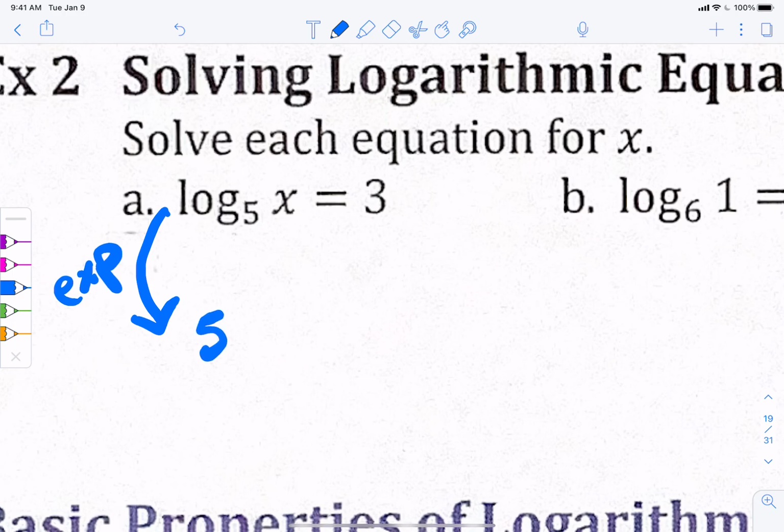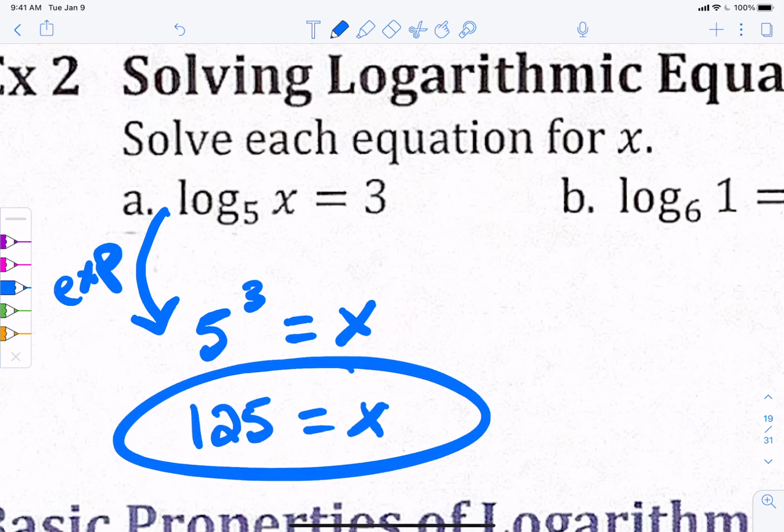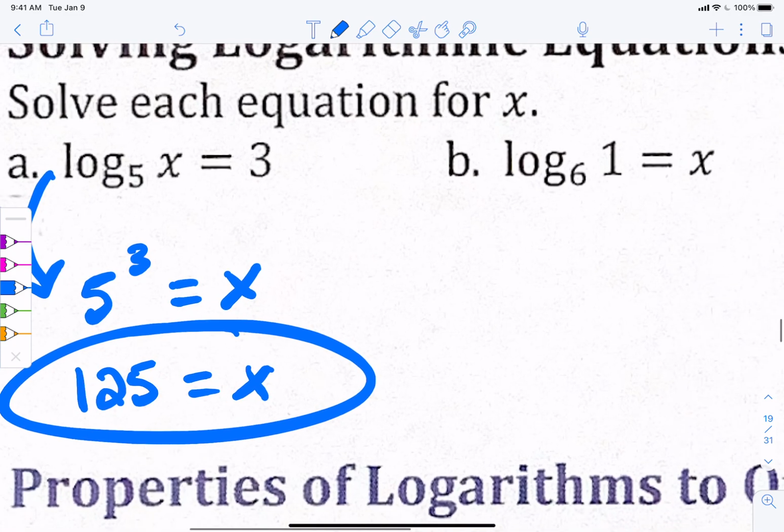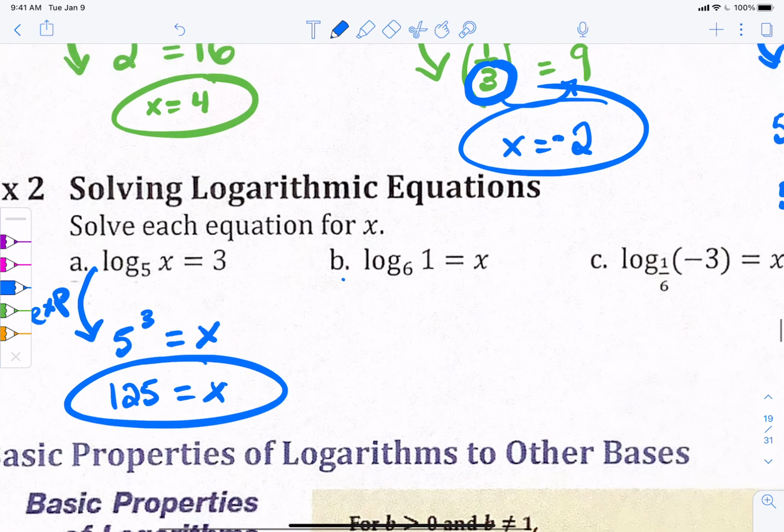5 is my base, so it stays my base. 5 to the 3rd power equals, oh, that's pretty easy. I can just plug it in, right? What's 5 to the 3rd power? You can do that in your head. 5 times 5 times 5? 125, right? It would be 25 times 5, 125. That's it, right? Okay. Next, make him an exponential function.